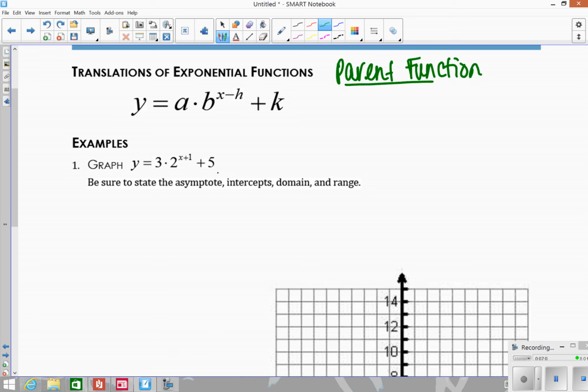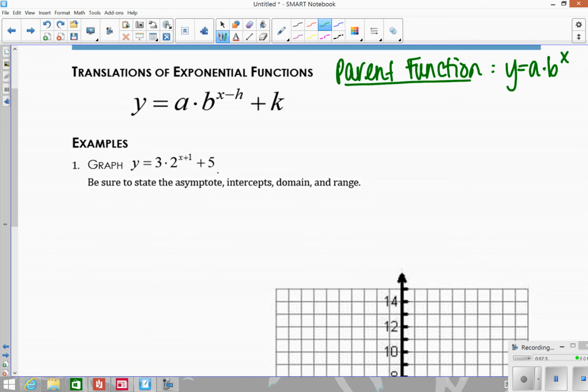And our parent functions are never going to be the same functions, but they're going to be y equals a times b to the x. A and b are going to be different numbers. So in that last example I had, a was 1 and b was 10 because it was y equals 10 to the x. Since there was no number in front of 10, it was just a 1. So just know that that's going to change. The parent functions aren't the same every time because a and b are going to change.